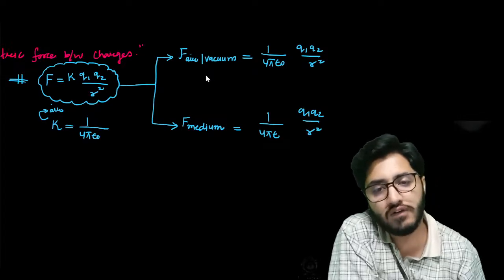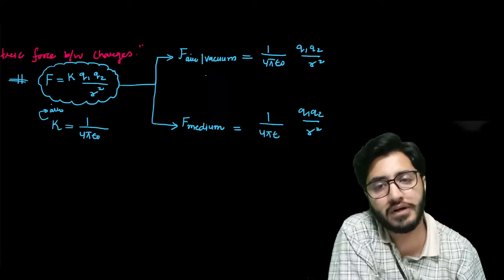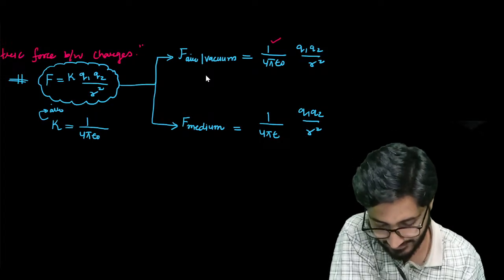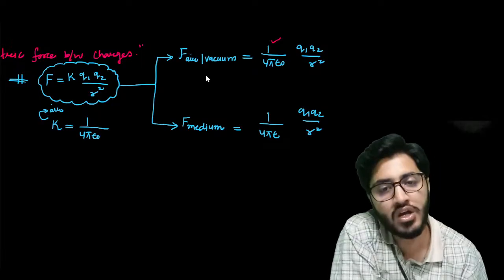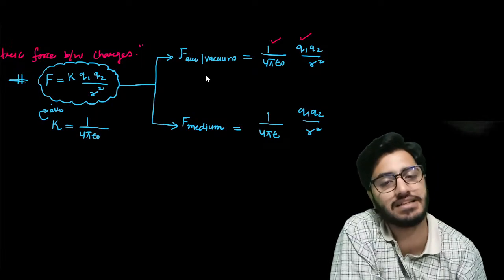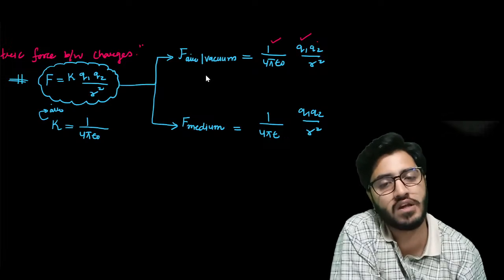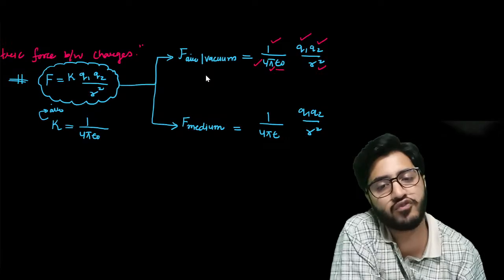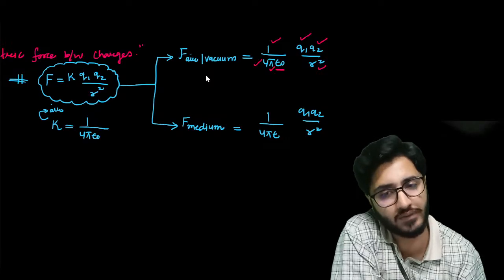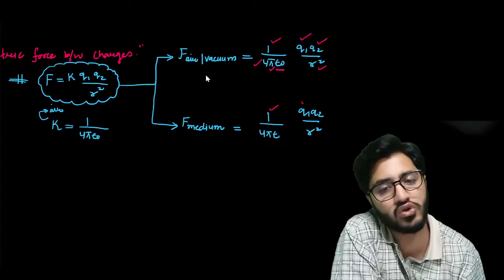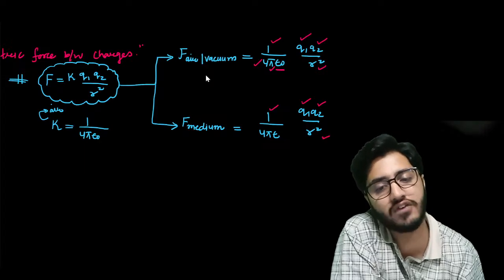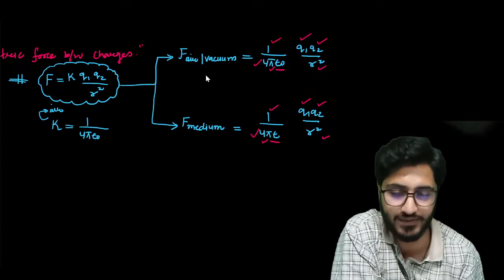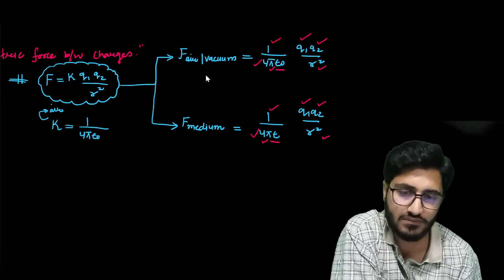So now look, 1 we know, it is a constant, no? Q1 is magnitude, it is easy. Q2 we know. R we know. 4 is a constant, pi is a constant. But we don't know what epsilon naught is here. In a similar way, 1 we know, Q1 we know, Q2 we know, R we know, 4 we know, pi we know. But this epsilon, we don't know what it is. Okay?